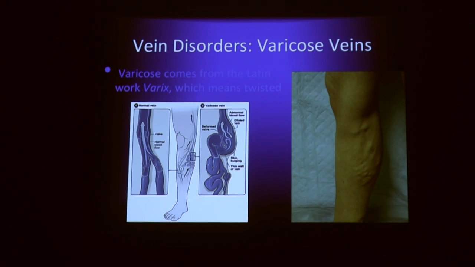Now when you leave here today, I want you to remember two veins, the one that runs in the inside of your leg called the great saphenous vein, and the one that runs behind your calf called the small saphenous vein. And this is an example of reflux in the great saphenous vein producing varicose veins in the inner medial calf.